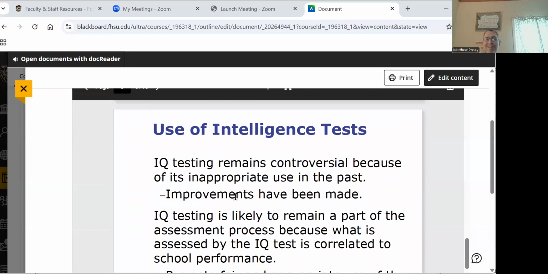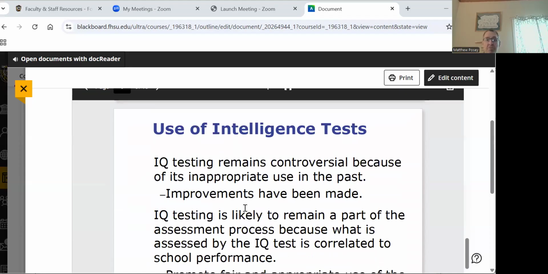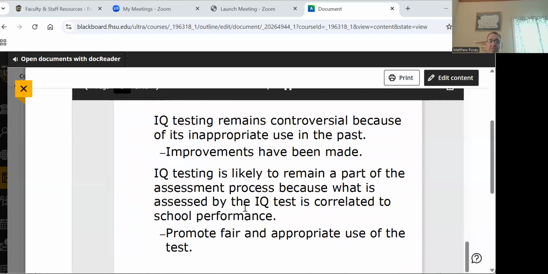Use of intelligence tests. Okay, IQ testing tends to remain somewhat controversial because of the inappropriate uses in the past and over time. There have been changes, there are improvements that have been made. It is also likely to remain a part of the assessment process because what is assessed by the IQ test correlates to school performance.